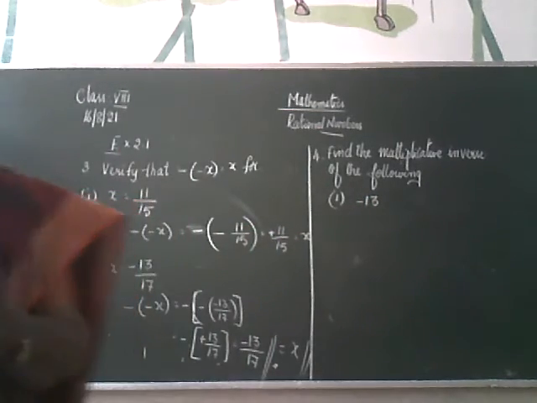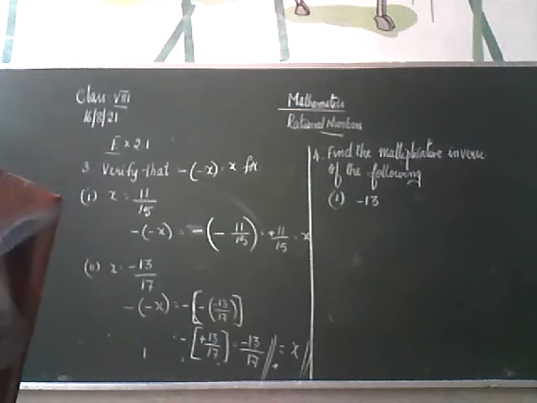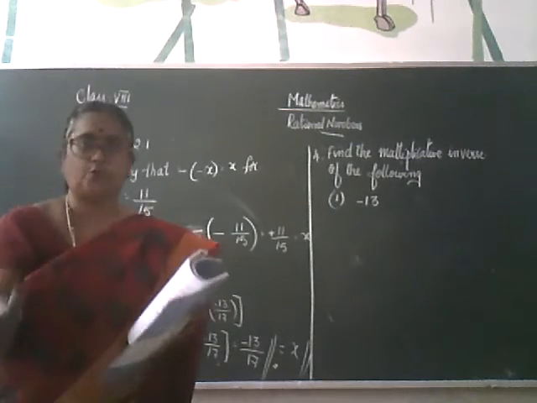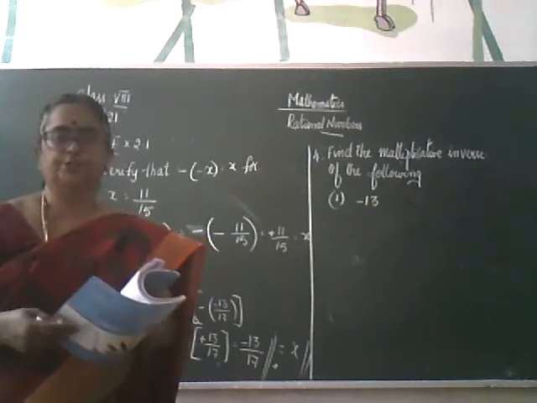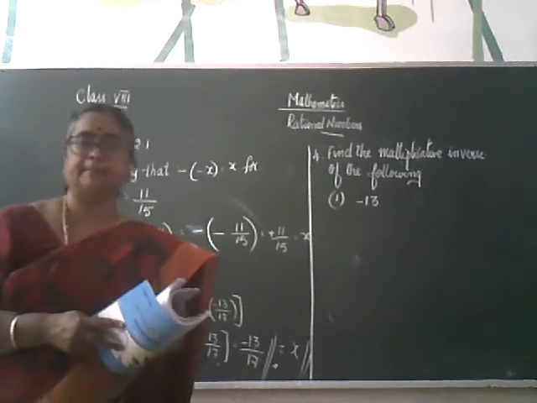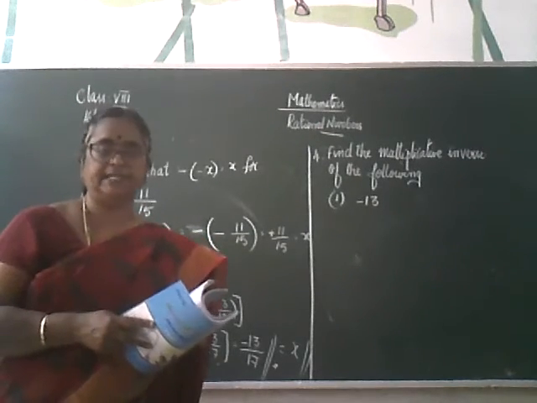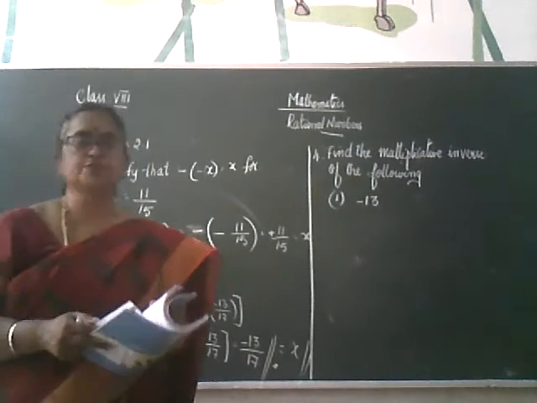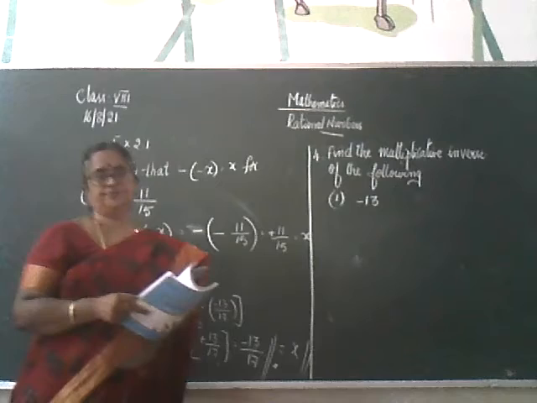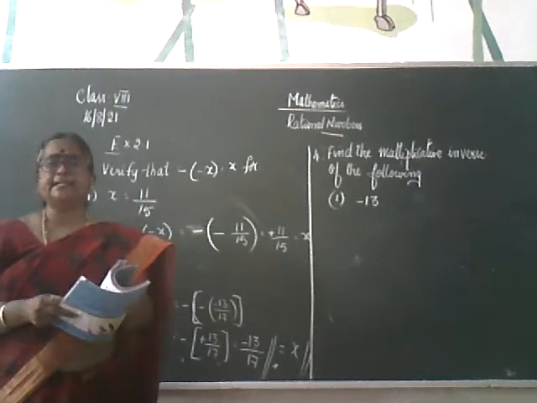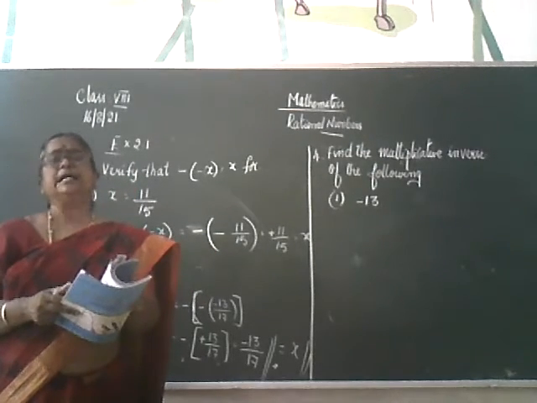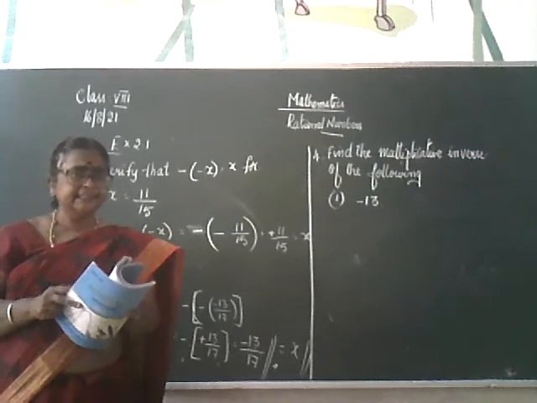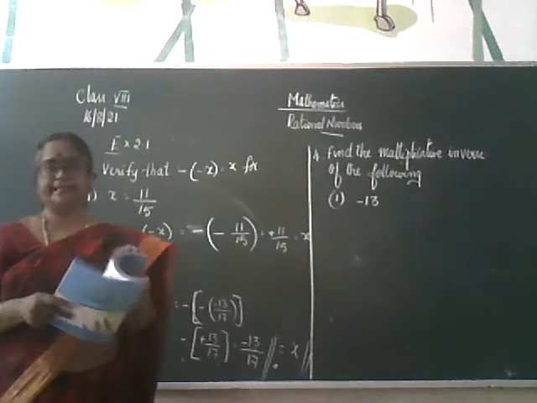Inverse of the following. It is given. The multiplicative inverse is nothing but the reciprocal of the given number. Because when you multiply the multiplicative inverse with the given rational number, the result is equal to 1, because 1 is the multiplicative identity. So, when you write the multiplicative inverse of the given integer, what will you do? You have to write the reciprocal of the given number.